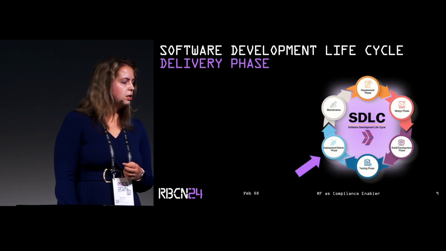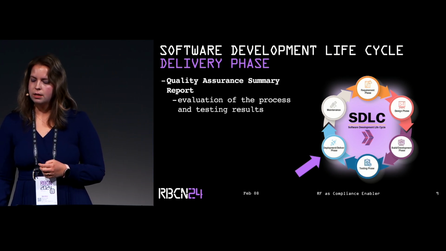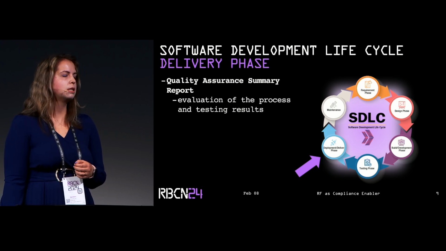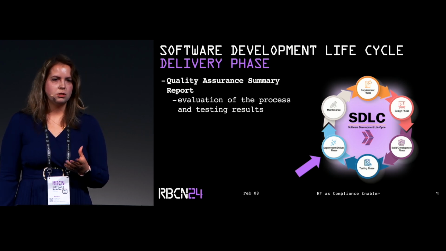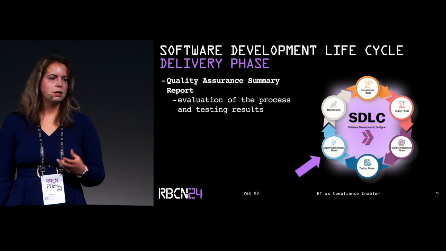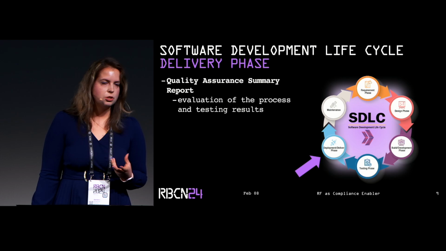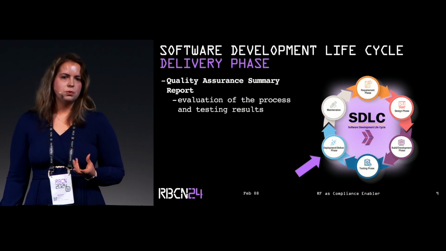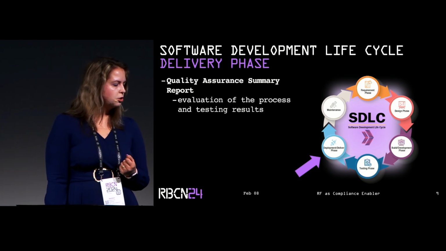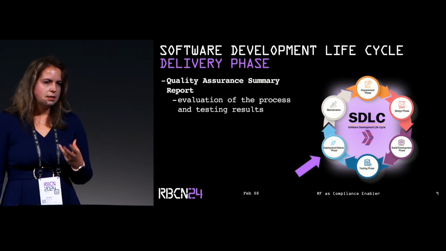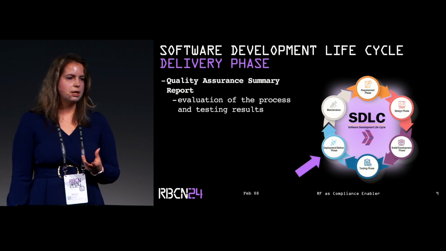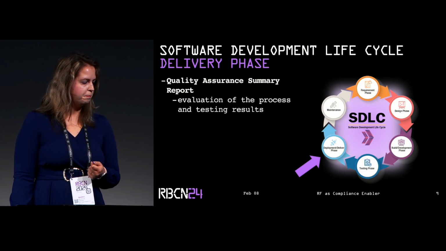And last stage is the actual delivery. There is one major document called the Quality Assurance Summary Report, which is like a sibling document to the Quality Assurance Plan, and it lists what actually happened. It lists the evaluation of the test results, whether you successfully released or deployed to production, or in case something wrong happened, why it happened, or if you created any incident for that to be resolved.